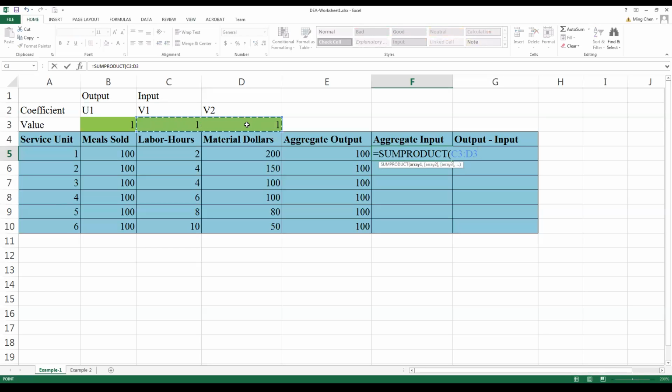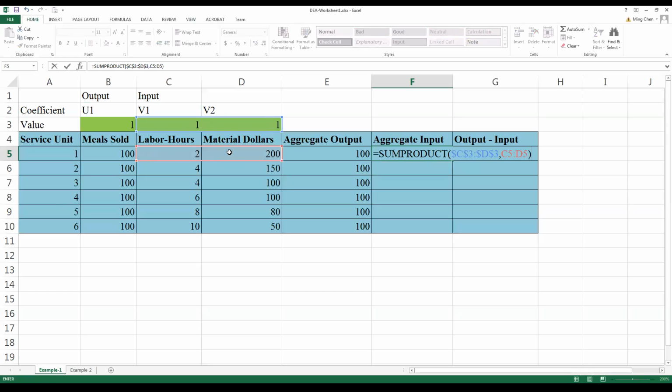The first two coefficient values, I'm going to lock by pressing F4, because for all other service units, I'm going to use the same coefficient values. That's why I lock it, so I can drag it down. Then I choose C5 and D5. That's the input value for service unit 1. If you do this, you're going to get the aggregate input. In other words, this is a weighted average of input.